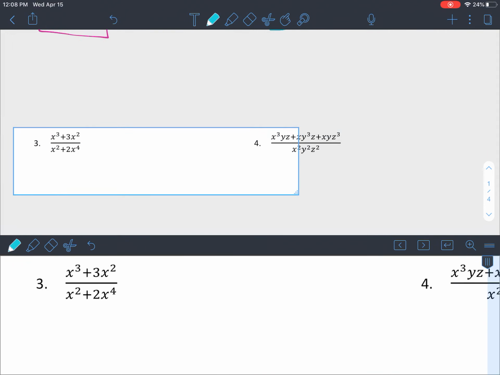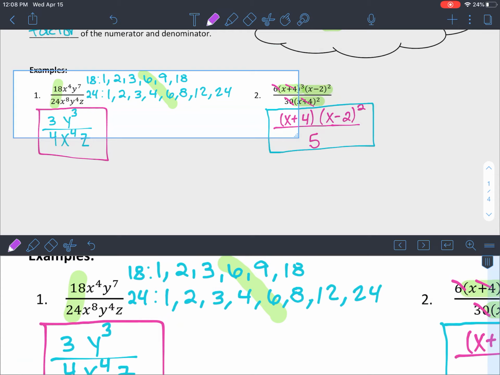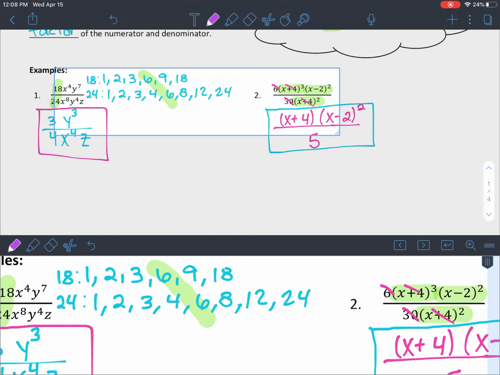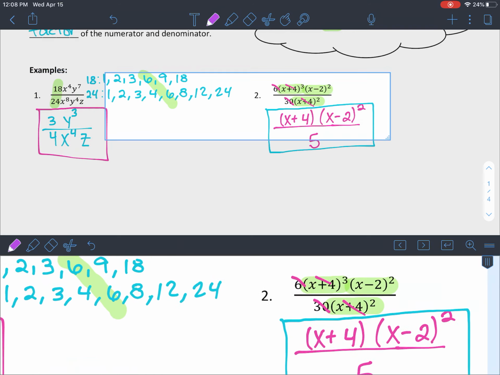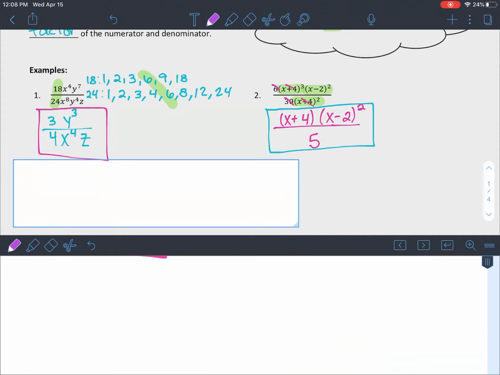So I'm going to keep going. So this is where things get a little bit more tricky. When I have a problem such as this, right off the bat, I notice that this is a group and this is a group. So I can't factor, just because there's 3 x's on top and 2 x's on bottom, I can't just go like that. The reason why I could do that up here on these two is because everything was being multiplied. So for both of these two problems up here, like in problem number 1, it was x to the 4th times y to the 7th. And it was x plus 4 cubed times x minus 2 squared.